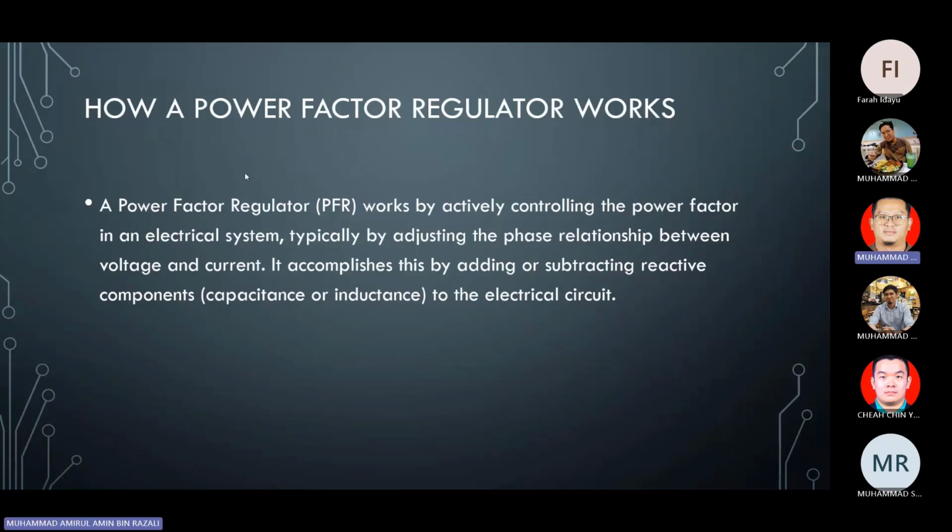Next, how a power factor regulator works. A power factor regulator, PFR, works by actively controlling the power factor in the electrical system, typically by adjusting the phase relationship between voltage and current. It accomplishes this by adding or subtracting reactive components, such as capacitance or inductance, to the electrical circuit.